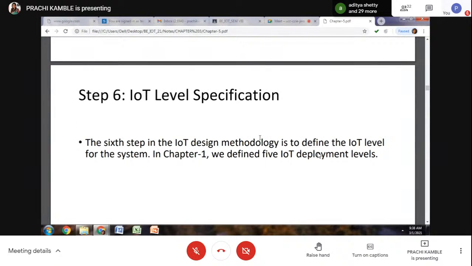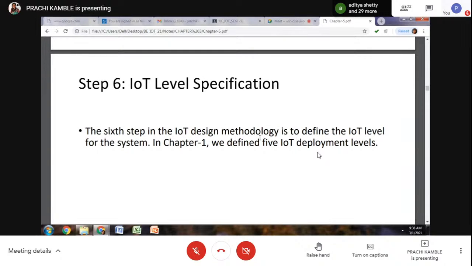Next is IoT level specification. This is the sixth step, and it defines the IoT level specification. Yes, we have studied IoT level specifications along with examples in chapter 1. So these are the same IoT level specifications. These are 5, right? 5 IoT level specifications we have studied.